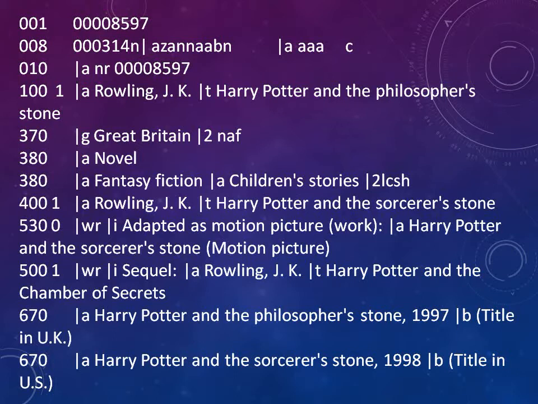The 3XX fields, you have 370 and 380 fields, this is providing other information that can either be displayed to the patron or be used for filtering the searches. By adding these terms to bib records, someone would be able to search for fantasy novels published in Great Britain, and this title would come up in the results.